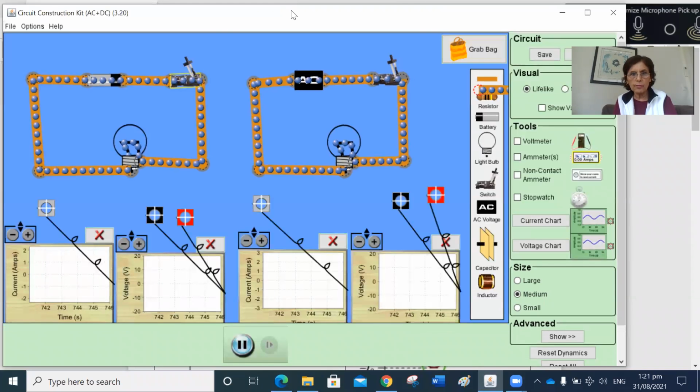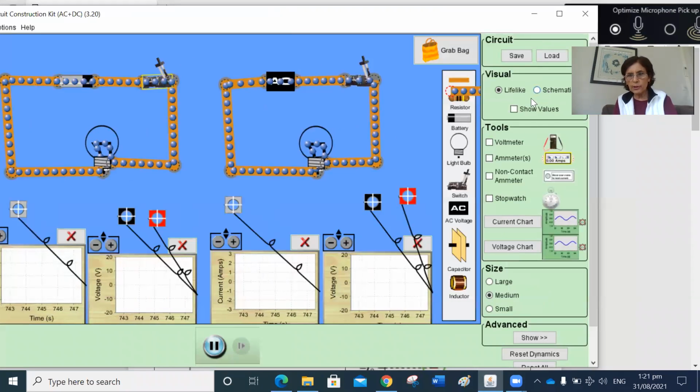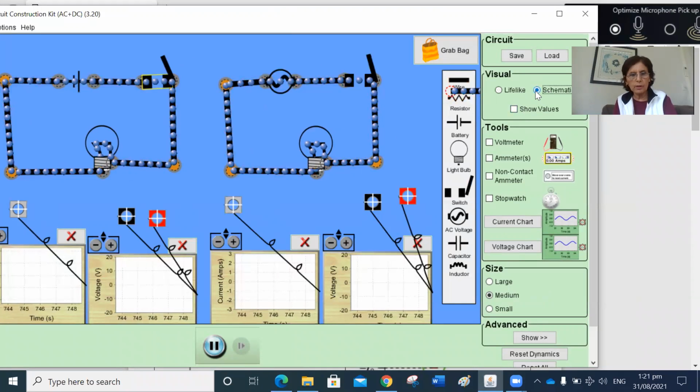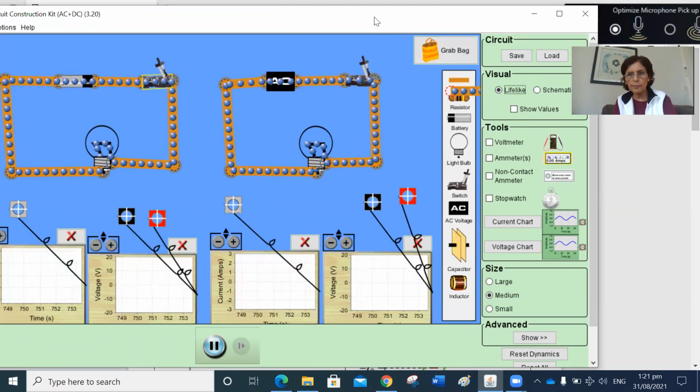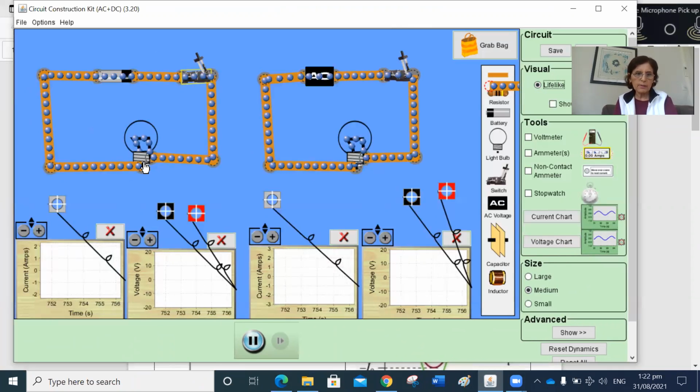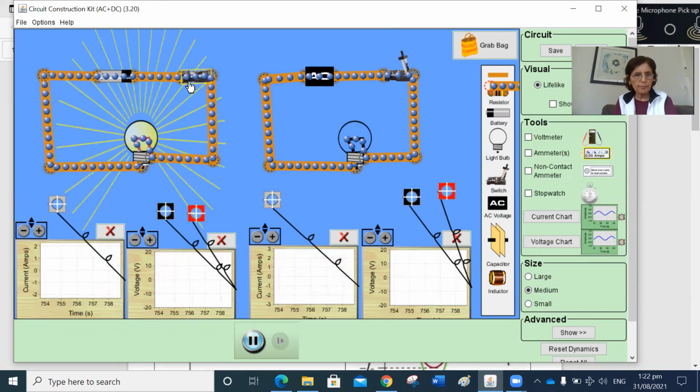Oh, sorry. And if I could give you in symbol form, so that you can see that's the battery and that's the AC battery and so on. I will change it back over here. Okay. Now, so let's see what happens. We already know what happens in this one. So let's turn the switch on.